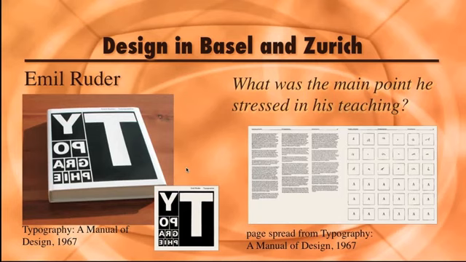His Typography, a Manual of Design, done in 1967, is one of the most important treatises on the international style, and his design for the text reflects his beliefs. On the right here, we see a page spread from Typography, a Manual of Design, where it illustrates the differences between the written and printed letterform. I want you to tell me, what was the main point he stressed in his teachings?